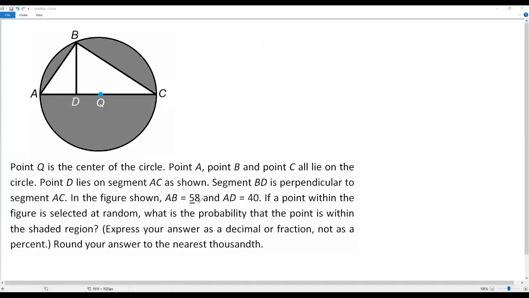Okay, now let's mark the given information. We have AB equals 58. Here we have the line segment AB, its length is 58, and the length of AD is 40. Let me mark it over here. And also the line segment BD is perpendicular to AC. Here we have BD, it's perpendicular to AC. So we have a right angle over here.